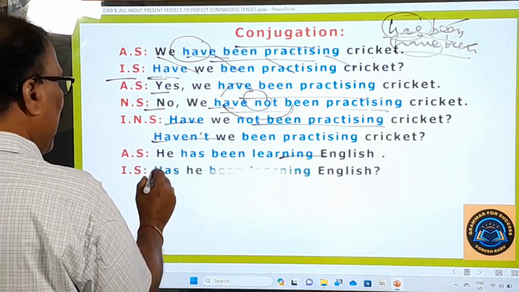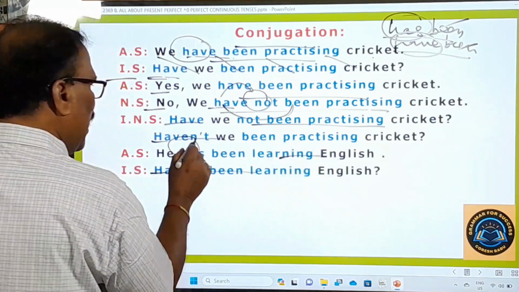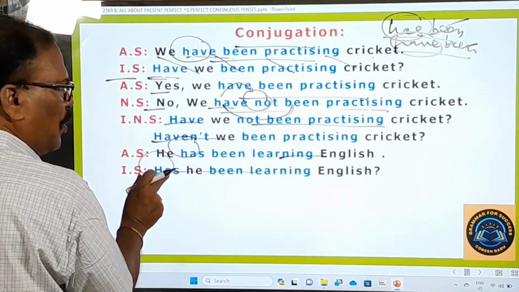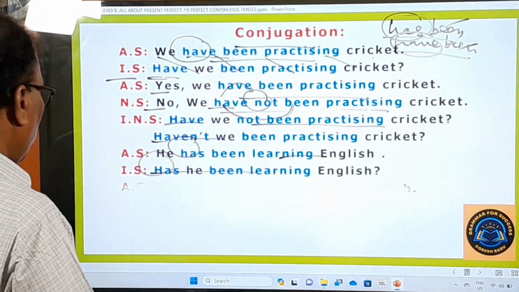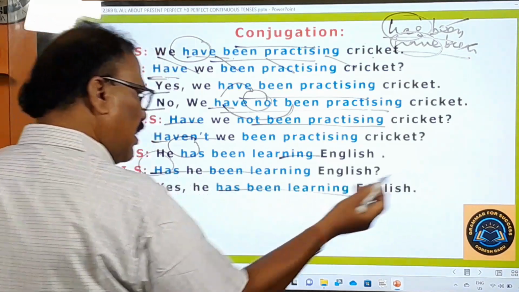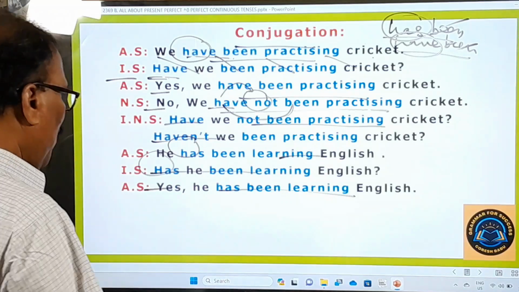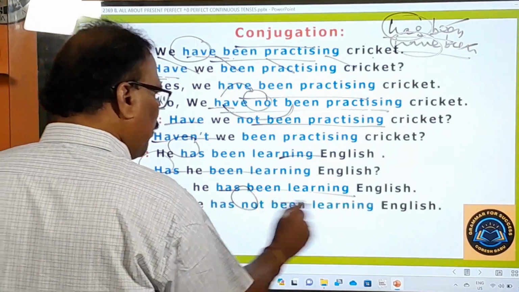Question, has he been learning English? This is the real helping verb, so it is brought to the front position to make it a question. Has he been learning English? Right. And then comes what is that? Yes, he has been learning English. If you want to say no, he has not been learning English.